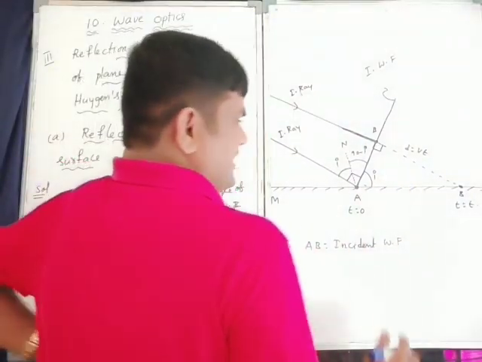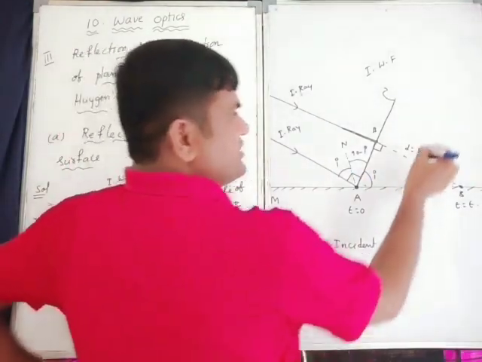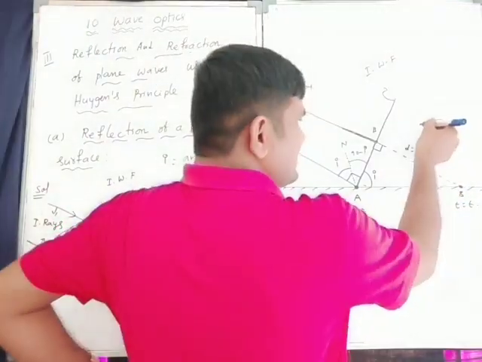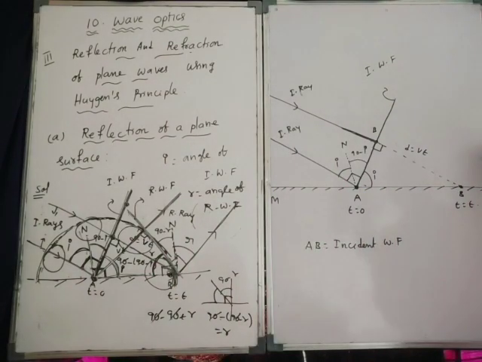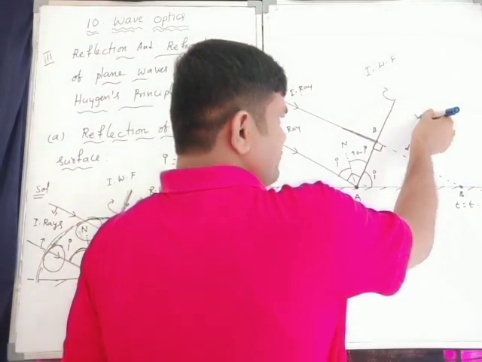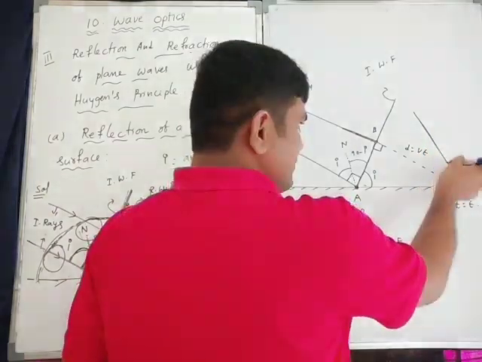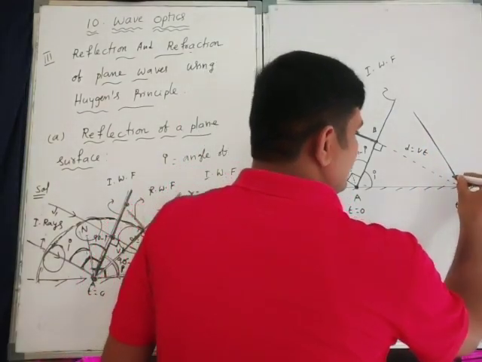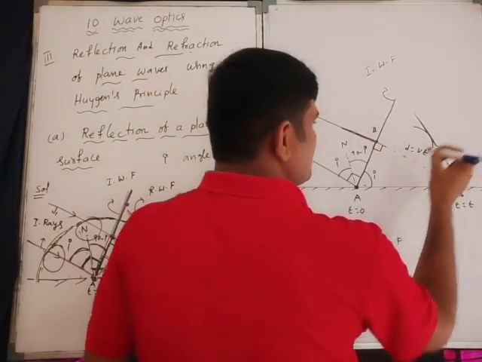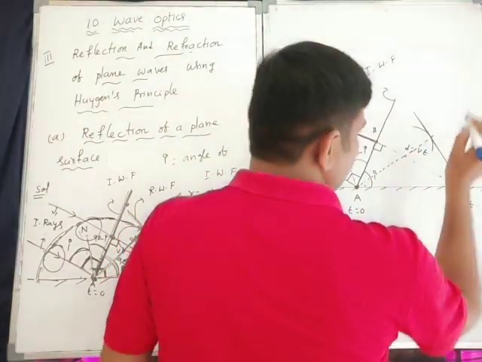Right. So next, this point A gives rise to secondary wavelets. Here one sphere, here one sphere, everywhere one sphere can form. So now I can draw here the secondary wavefront. Here one sphere, here also one sphere. So what is that?